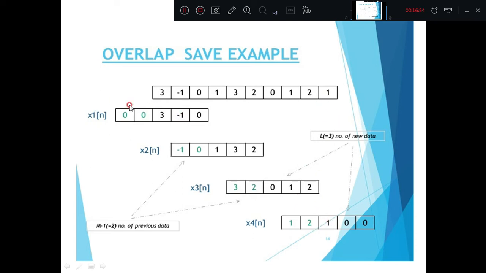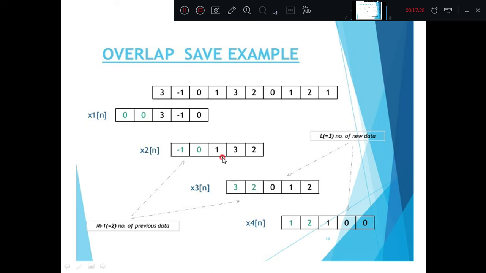But to perform the circular convolution, your length of x1 of n, x2 of n as well as h of n should be same as that of size of DFT. Size of DFT is how much? 5. So now we have to make the length or size of these blocks equal to 5. So to make 5, how many number of zeros I have to add to the first block? M minus 1. So M is what? 3. 3 minus 1 is what? 2. So 2 zeros I have to add at the beginning of x1 of n.